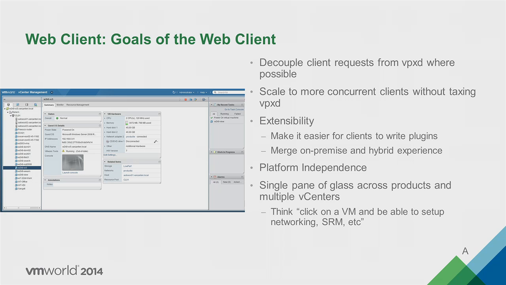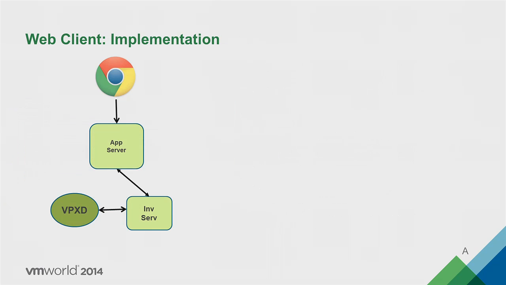And I told you I wouldn't use single pane of glass again. But think of the use case simply as when I see a VM in my UI, I want to right-click on it and see all of the options that are available to me on that VM. And that is really at the heart of what the web client was meant to solve.